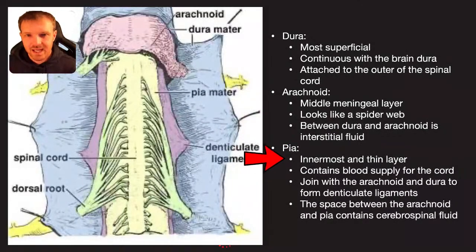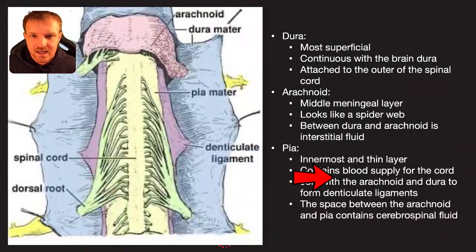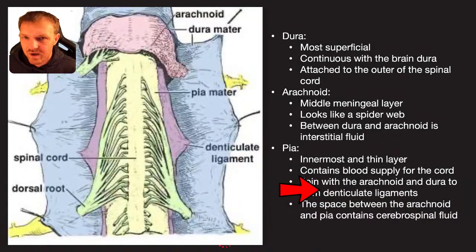And then the innermost layer and the thinnest layer is the pia, which physically wraps around the spinal cord itself. It contains the blood supply for the cord, and it joins with the arachnoid and the dura to form something called denticulate ligaments, which we'll have a look at in a sec. But those are these just here.